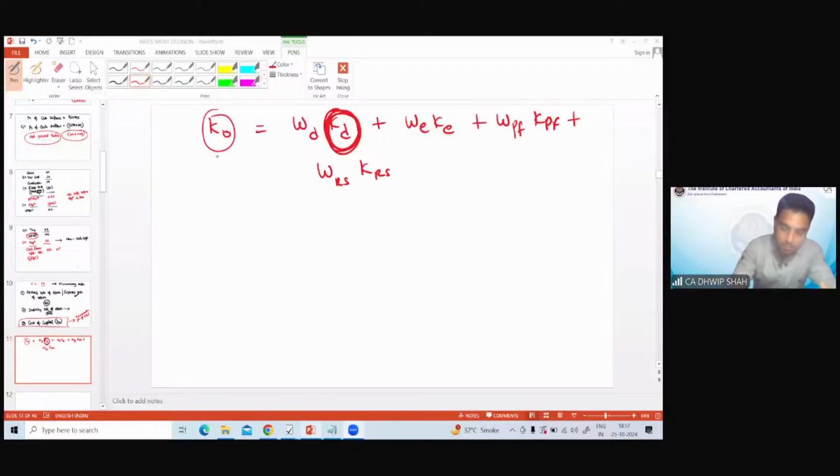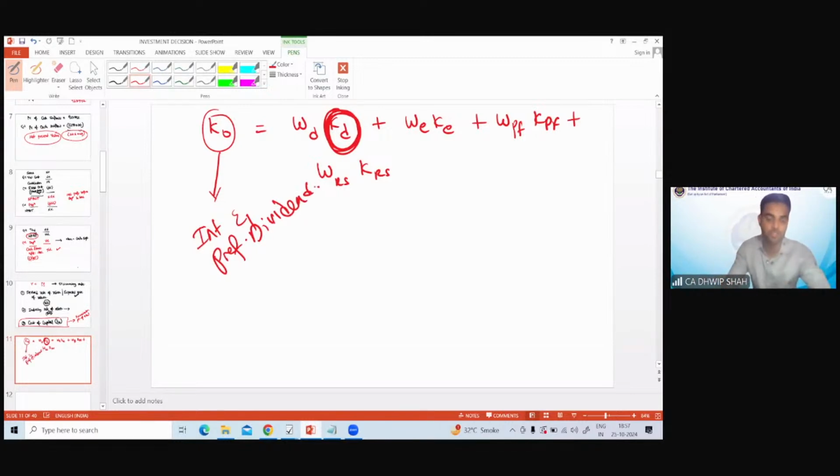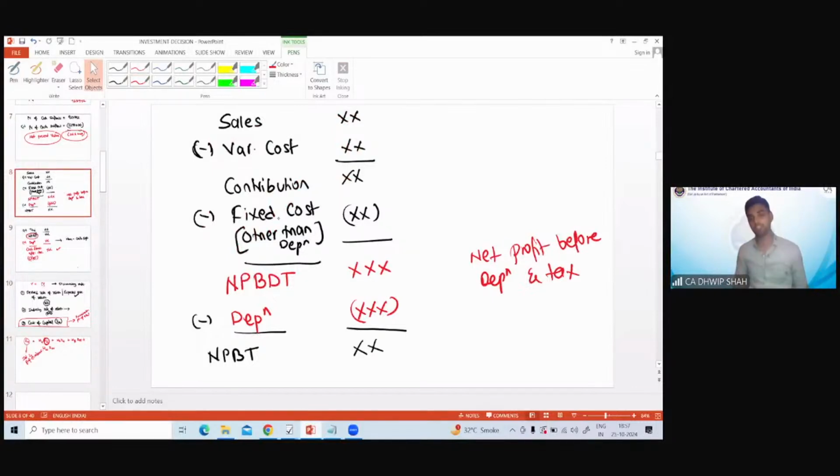So can I say the discounting rate that I am using is KO, and in that interest and preference dividend is already included. Interest and preference dividend is already included in this cost of capital. So if we subtract interest in this income statement, then there would be double deduction of interest. One, you have already taken it in KO. Then if we subtract here, there would be double interest expense. So that is incorrect.